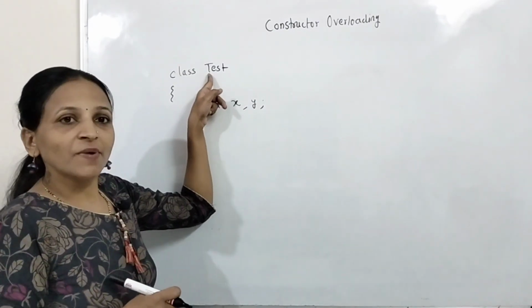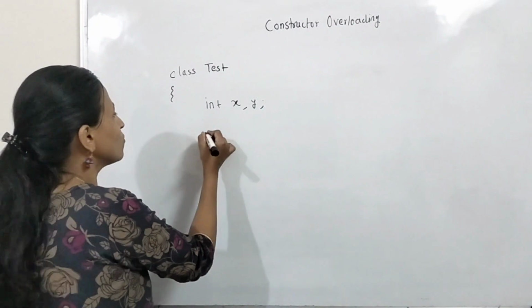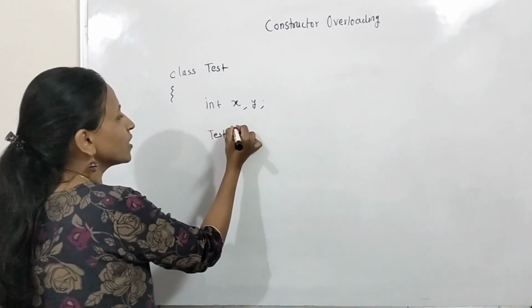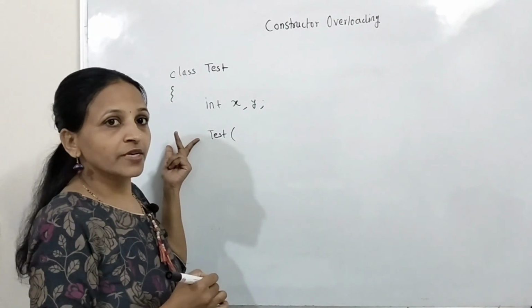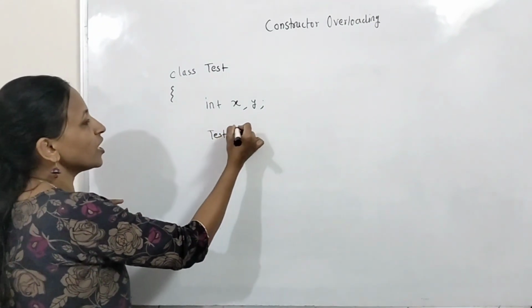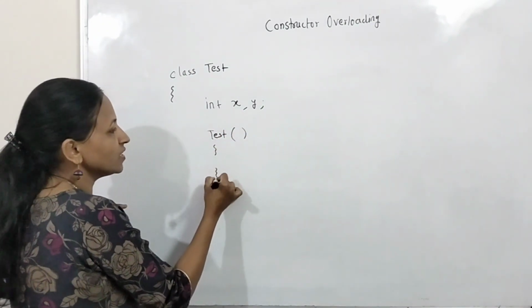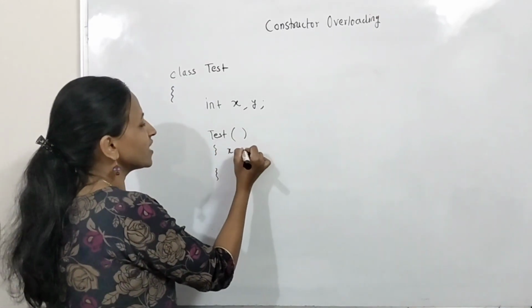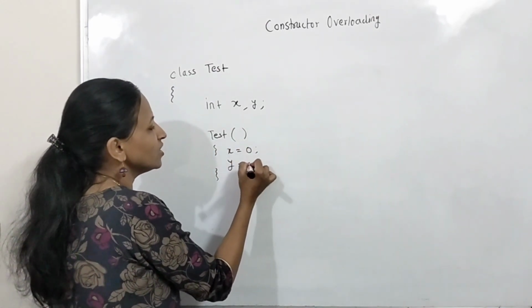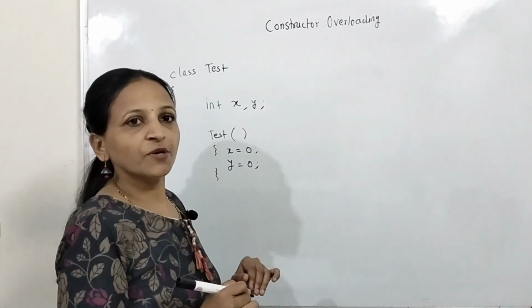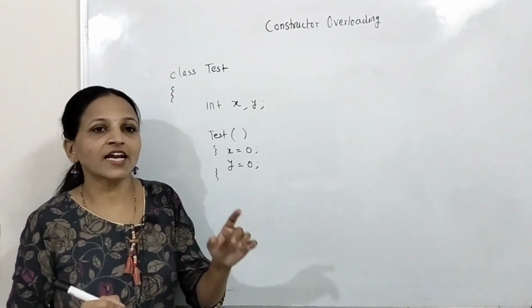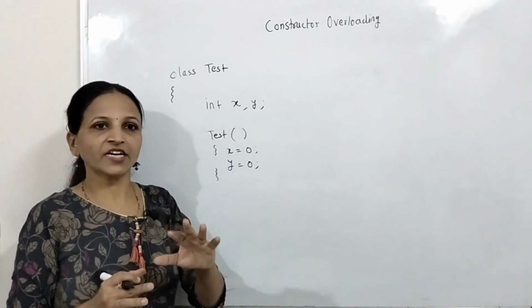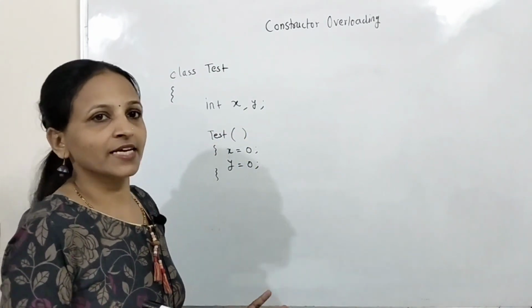Constructor name is the same as the class name. That's why we have to write it like this: Test. And there is no return type, not even void. Now see, I am not passing anything to this constructor. Here I just want to initialize the value of x and y to 0. Actually it is not needed, because if we are not initializing the variables of a class and these are integers, then the default value will automatically be set.